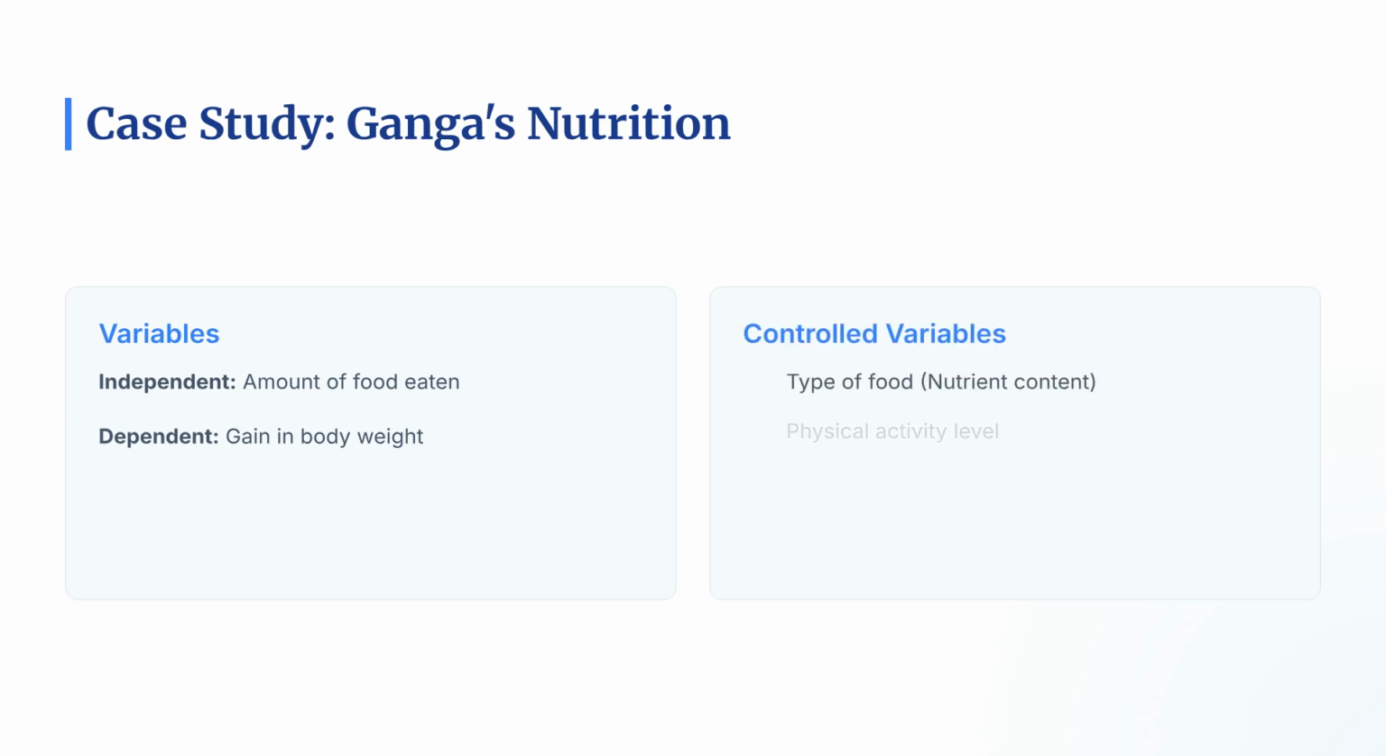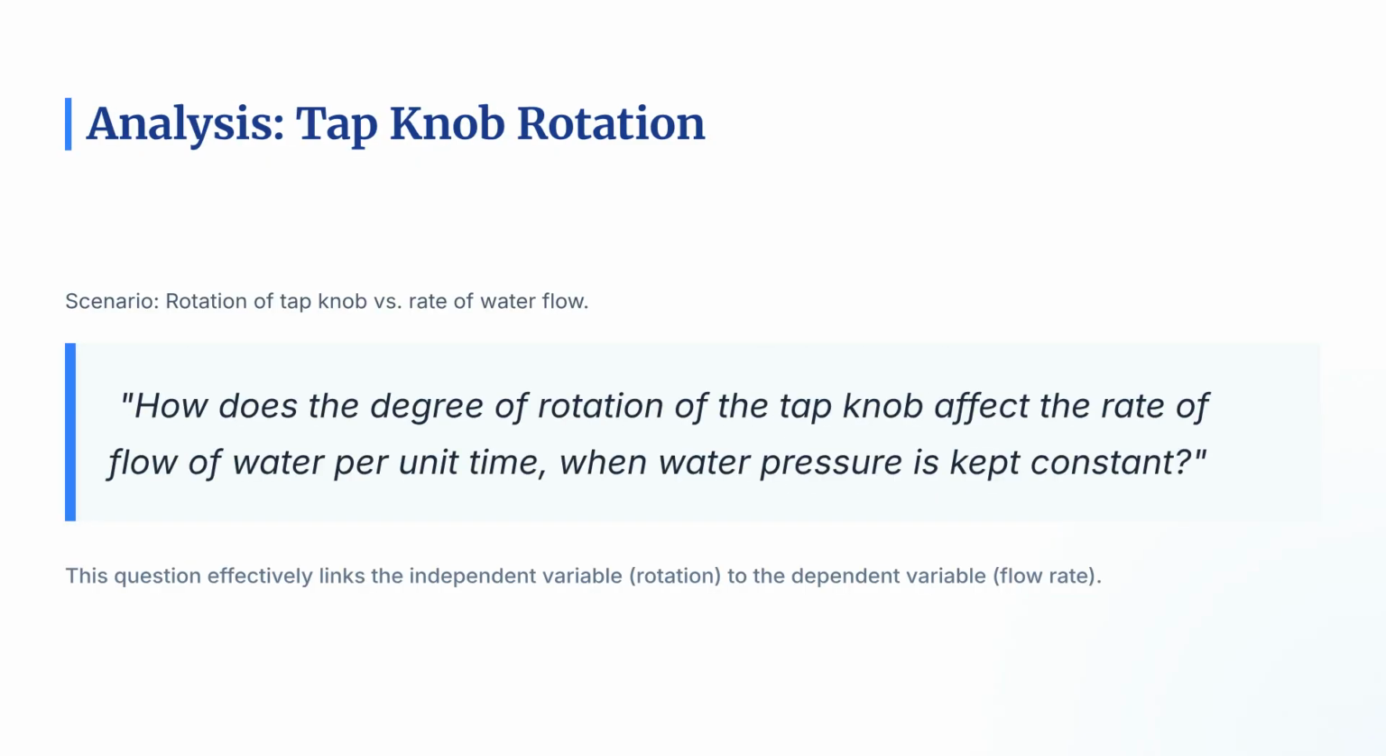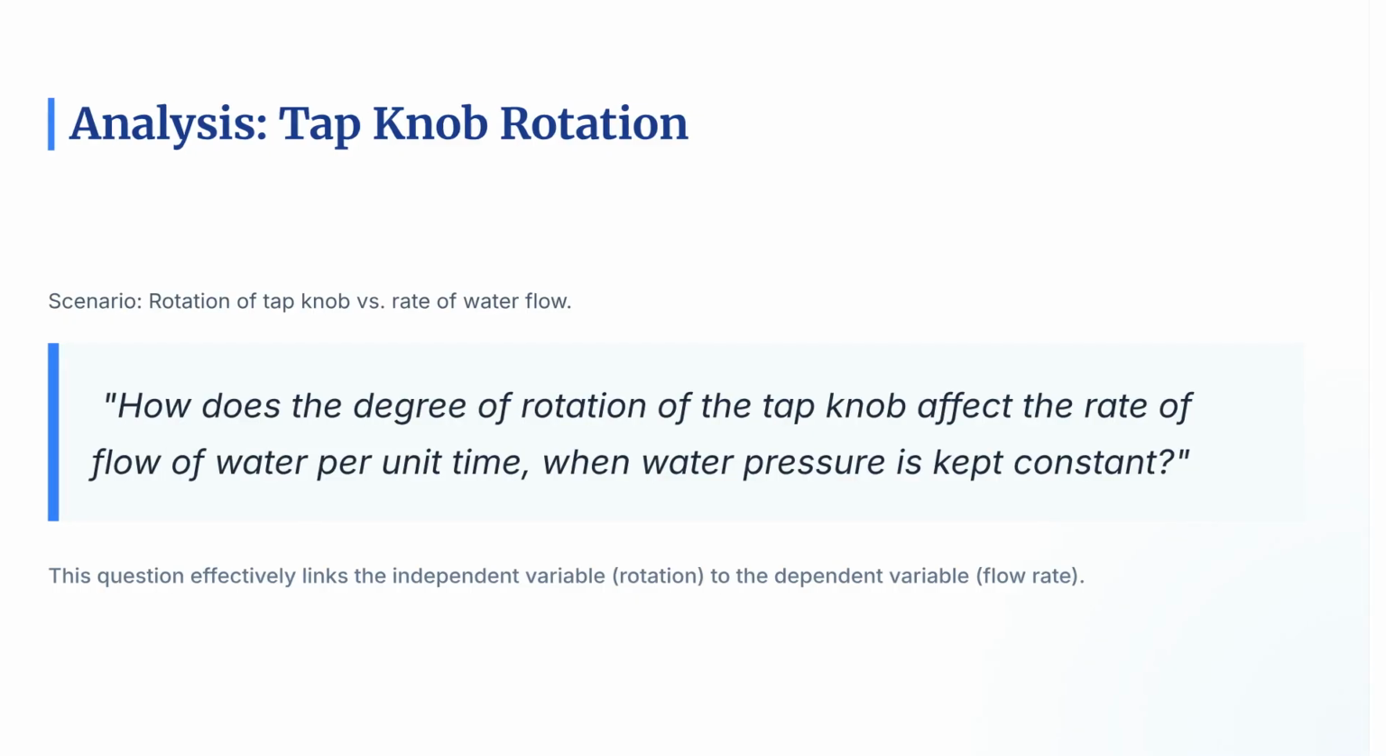Gunga's nutrition case study identifies the amount of food eaten as the independent variable. The dependent variable is the gain in body weight. Controlled variables are the type of food, physical activity level, age and gender of the subject, and the duration of the experiment. The analysis of tap knob rotation asks, how does the degree of rotation of the tap knob affect the rate of flow of water per unit time when water pressure is kept constant? This question links the independent variable, which is rotation, to the dependent variable, the flow rate.